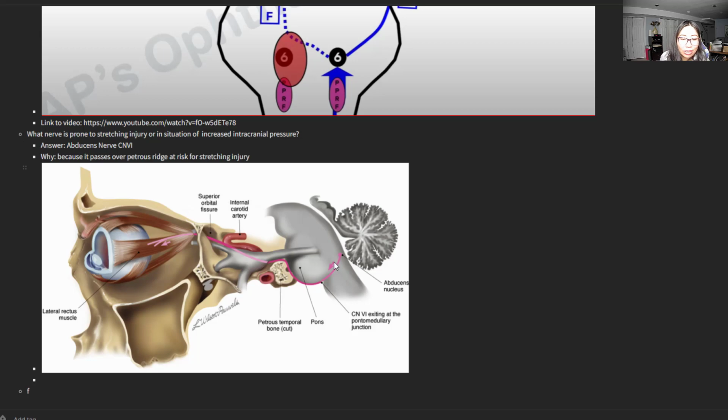You can see in the picture, it kind of loops around and then goes over this bony part, which could put it at risk for being stretched or impacted when you have increased cranial pressure.